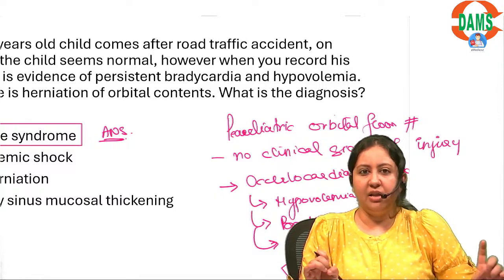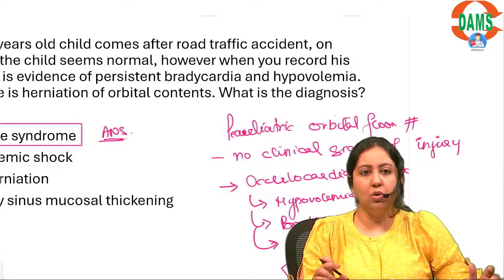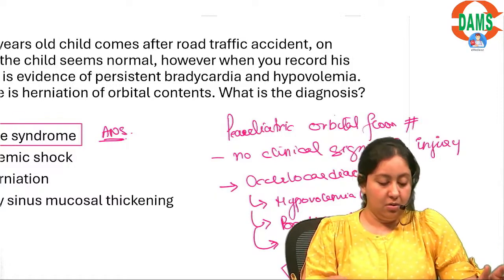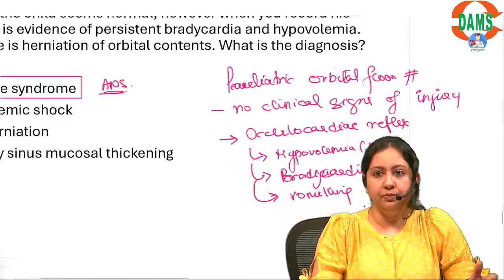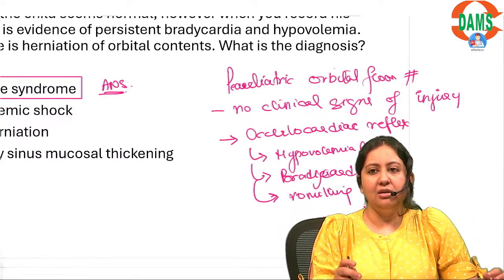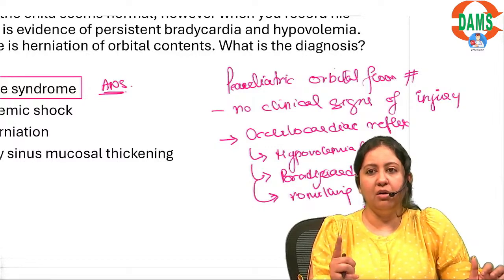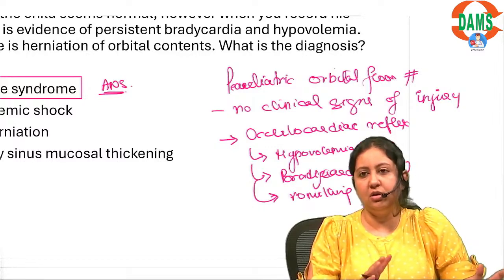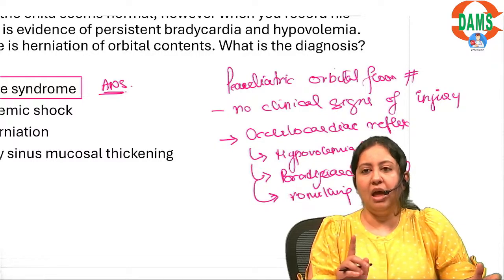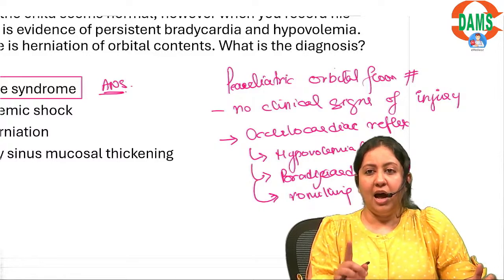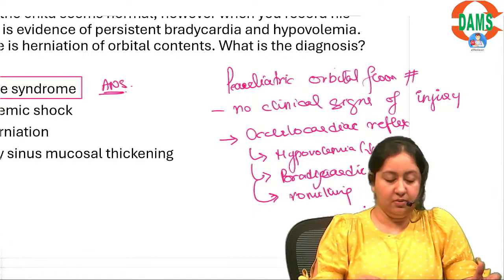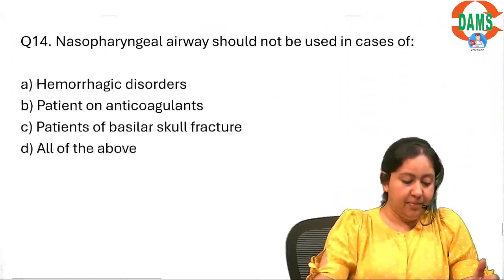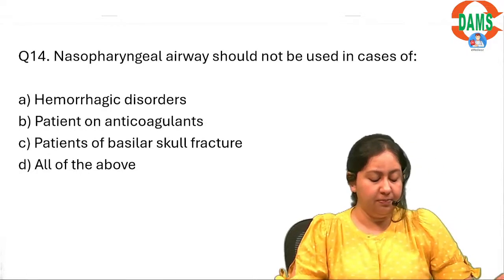I think in one of my previous YouTube sessions I also explained a similar question. Understood? Why is this not hypovolemia and why is this not just herniation? So every orbital floor fracture has a chance to be associated with an oculocardiac reflex. Now coming to question number 14.